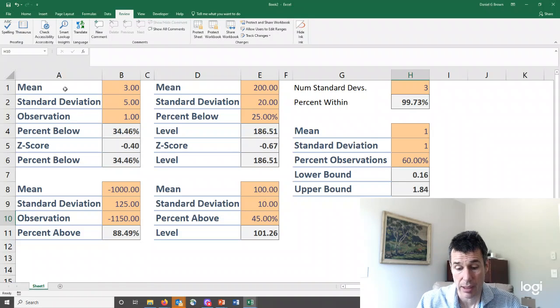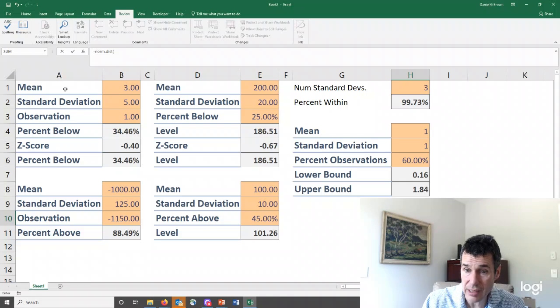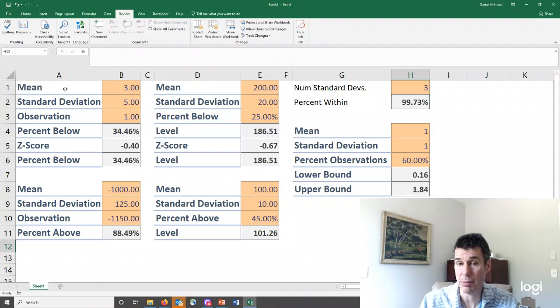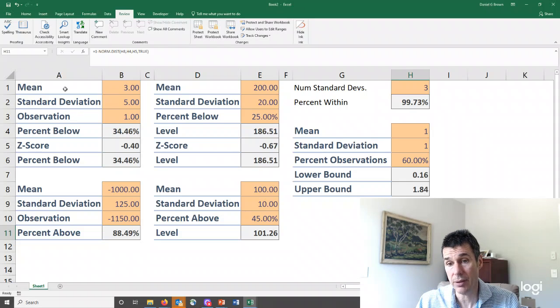And we can check norm.dist of 0.16, comma, mean, comma, standard deviation, comma, true. We should end up with 20% below this 0.16, and 1 minus norm.dist of 1.84, comma, mean, standard deviation, true, 20% above 1.84. So 20% below 0.16, 20% above 1.84, which means what's left, 60% in between.